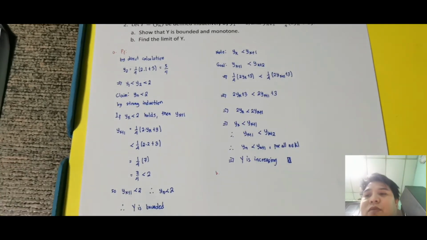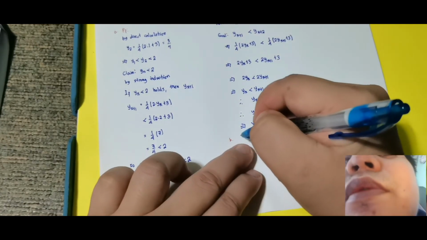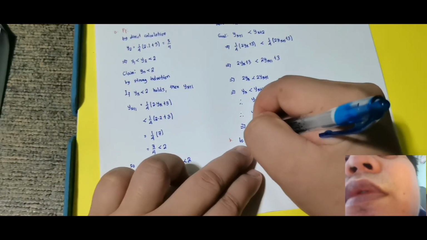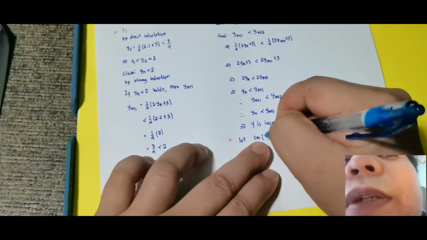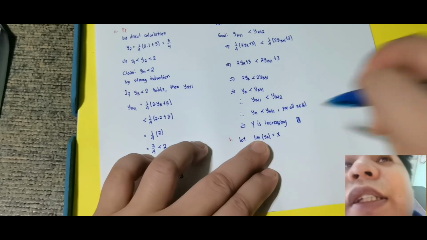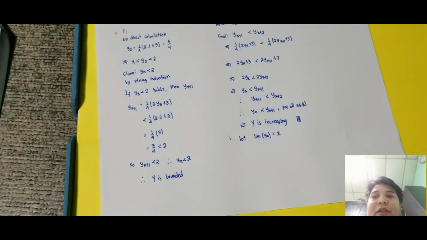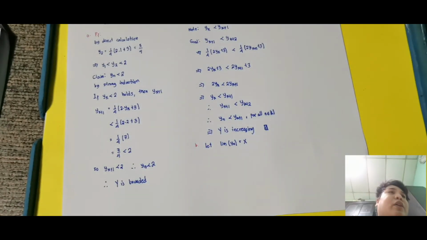So let us assume na yung limit muna ng y sub n natin. So ito muna, let yung limit ng y sub n ko is equal to x. I-assume ko muna. Okay? So ngayon, ito yung totoo. Pag yung limit ng y sub n is equal to x, yung limit ng y sub n plus 1, x din yun. Yun dapat masigurado nyo, ha?